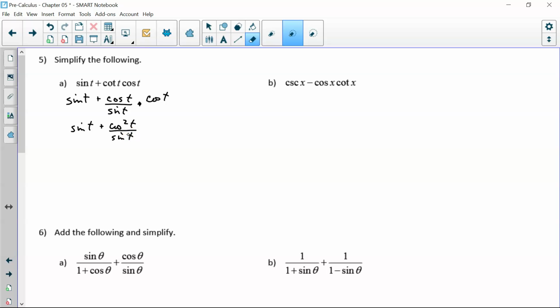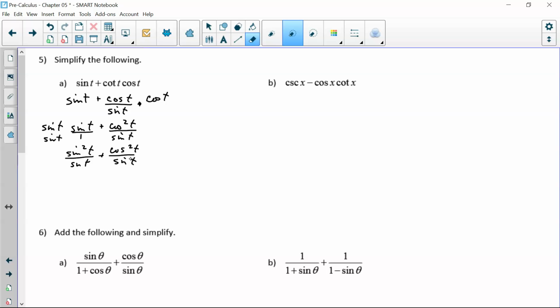In order to add fractions, we need a common denominator. Our common denominator is just going to be the sine of t. So we're going to multiply by sine t over the sine of t. We're just multiplying by 1, not changing anything. So we end up with sine squared t over the sine of t plus cosine squared t over the sine of t.